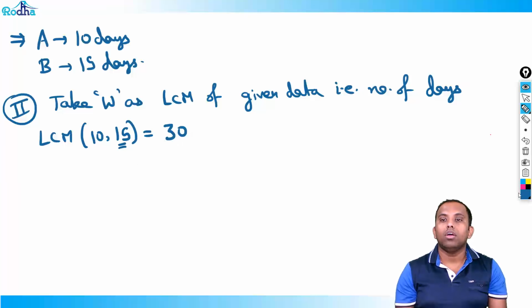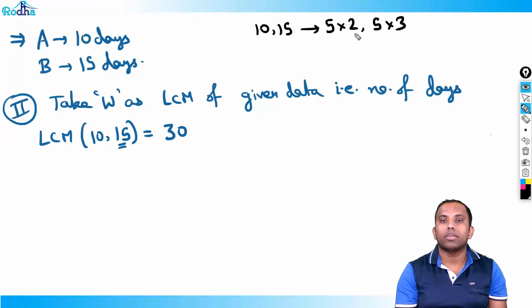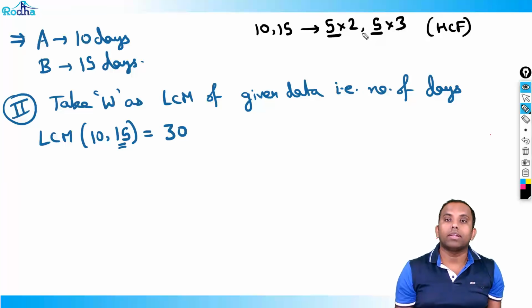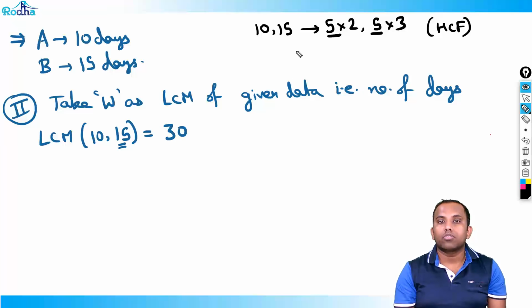Or, in the other method, while finding the LCM of 10 and 15, you can take 10 as 5 into 2 and 15 as 5 into 3. That is, 5 is their HCF. HCF is the highest common factor. We have discussed this method in detail in the LCM HCF topic under numbers. Just a brief idea here. So the LCM of 10 and 15 is 30.